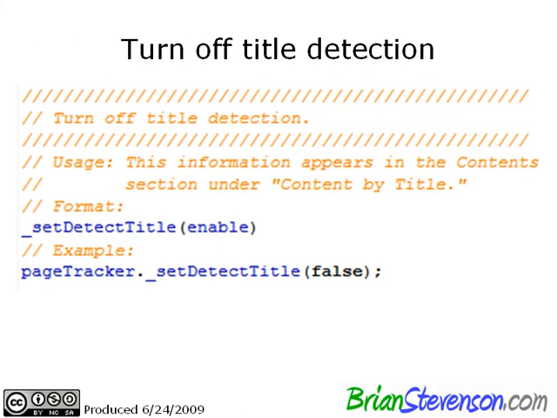And another thing that you can implement is turning off the title detection. You know how in your HTML you've got that title tag, and that title tag gets captured by Google Analytics when people visit your site. That way you can know not only the URL that they visited, but also the title that's described in your HTML. Well, if for whatever reason you don't want to capture that information, maybe it's just not relevant for your reporting, you can turn that feature off by using _set_detect_title and just setting that to false.